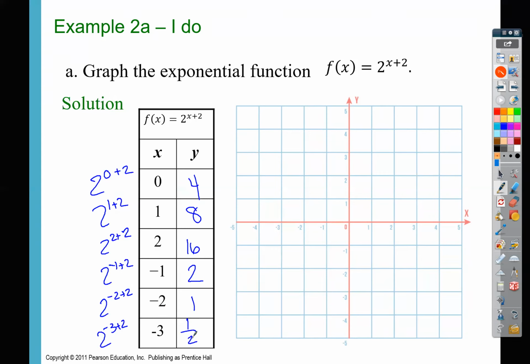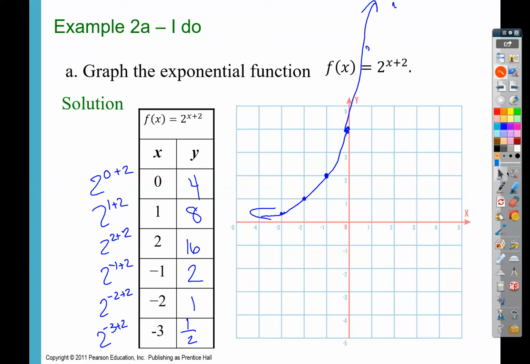Okay, so let's plot all those that we can on this graph. So we have (0, 4). (1, 8) would be way up here somewhere. (2, 16) would be even further. (-1, 2) would be right here. (-2, 1). (-3, 1/2). So this graph, we can tell, is going to go, and I said these are way high up. So that graph is going to look something like this.